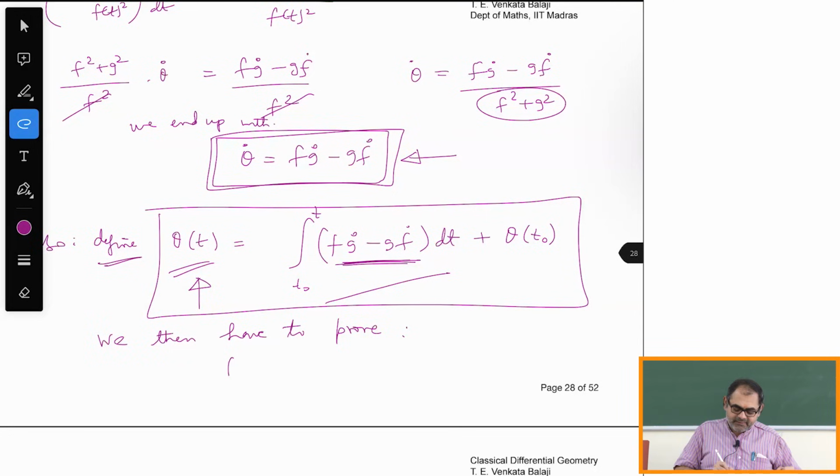Therefore, I use the integral of that to define theta, redefine theta now. And then I want to go back and say this theta defined by this analytic expression is the same as the geometric theta. That means I have to show that cos theta t is f of t and sin theta t is g of t. So you have to prove now that f of t is cos of theta t and g of t is sin of theta t. You have to prove this.